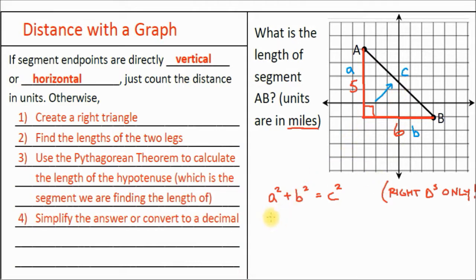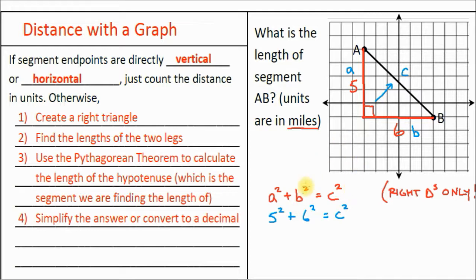Let's rewrite our equation and plug in what we know. We know that A is 5, so it's going to be 5 squared, plus B is 6, that's going to be 6 squared, equals our unknown hypotenuse, which is C squared.